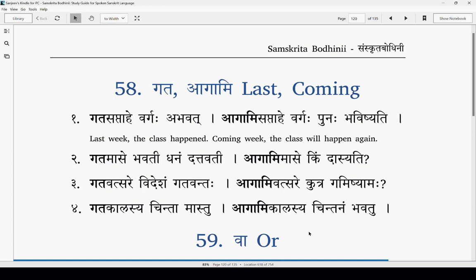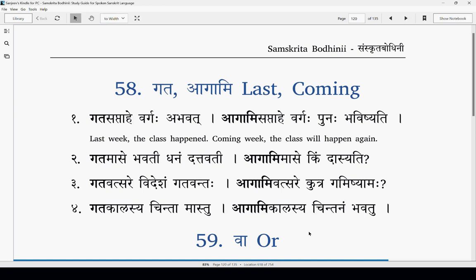Kalasya, what is the linga of kala? Pullinga. And kalasya, what is the vibhakti? Shashti. So what will be the form of gata if you split it? Is it gatasya kalasya? Gatasya kalasya chinta mastu.